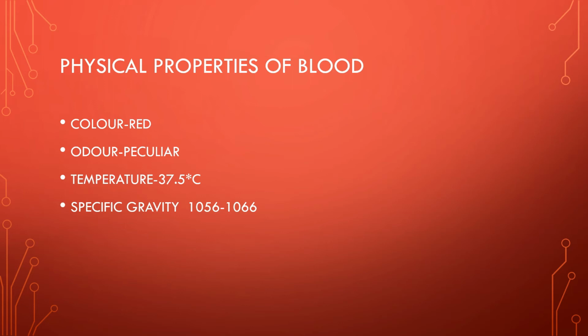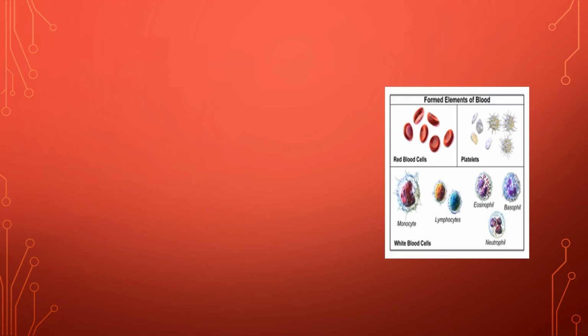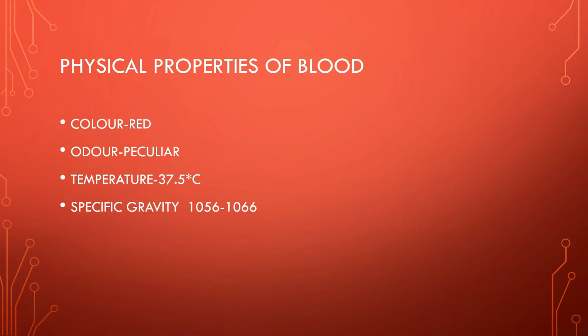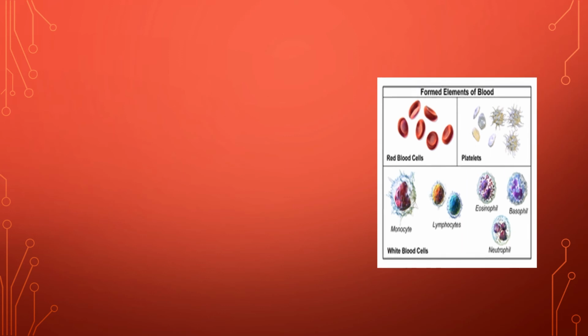If we talk about the physical properties of blood, it is red in color due to hemoglobin. It is opaque. It has a peculiar odor. It is salty due to electrolytes, chlorides. It has a temperature of 37.5 degrees Celsius. Specific gravity is the ratio of the weight of blood to the weight of an equal volume of water at 4 degrees Celsius. The specific gravity of blood is 1056 to 1066.